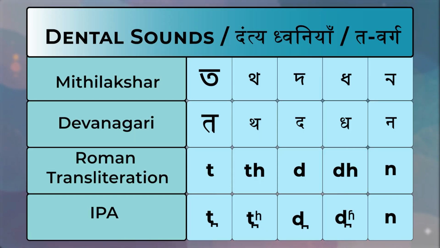The Tavarg letters represent the dental sounds. These sounds are produced when your tongue touches your upper teeth and produces the required sounds. Dental sounds are also called dantya sounds in Maithili. Let us practice them. This is Ta. This is Tha. This is Da. This is Dha. This is Na.